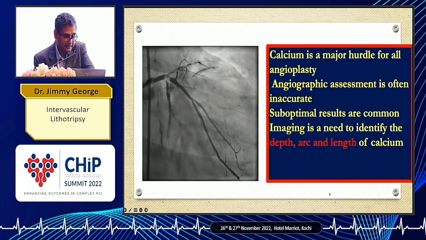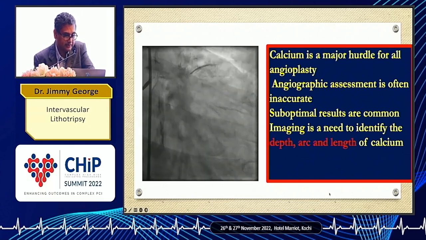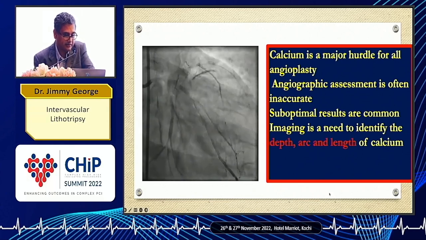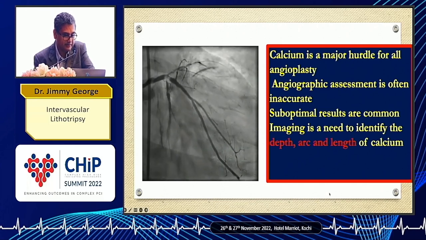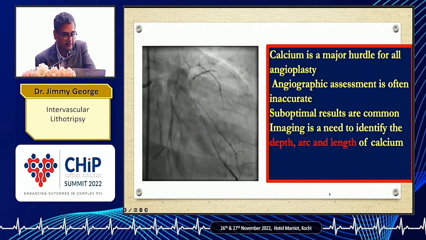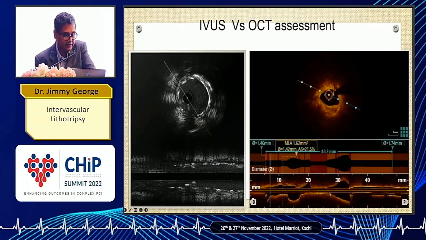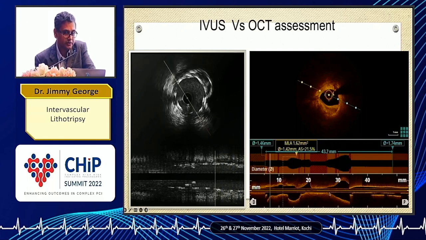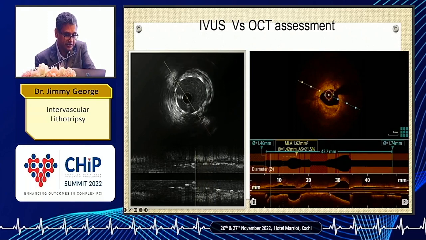If you see on the left side, you have a thick chunk of calcium at the distal left main and the ostial circumflex with almost an occlusion of the LAD over there. So the depth, the arc, and the length of calcium are important in assessing, and imaging tools like IVUS and OCT are always quite handy, if possible, to assess first what could be the modality which can be used as quick as possible and get the patient out.